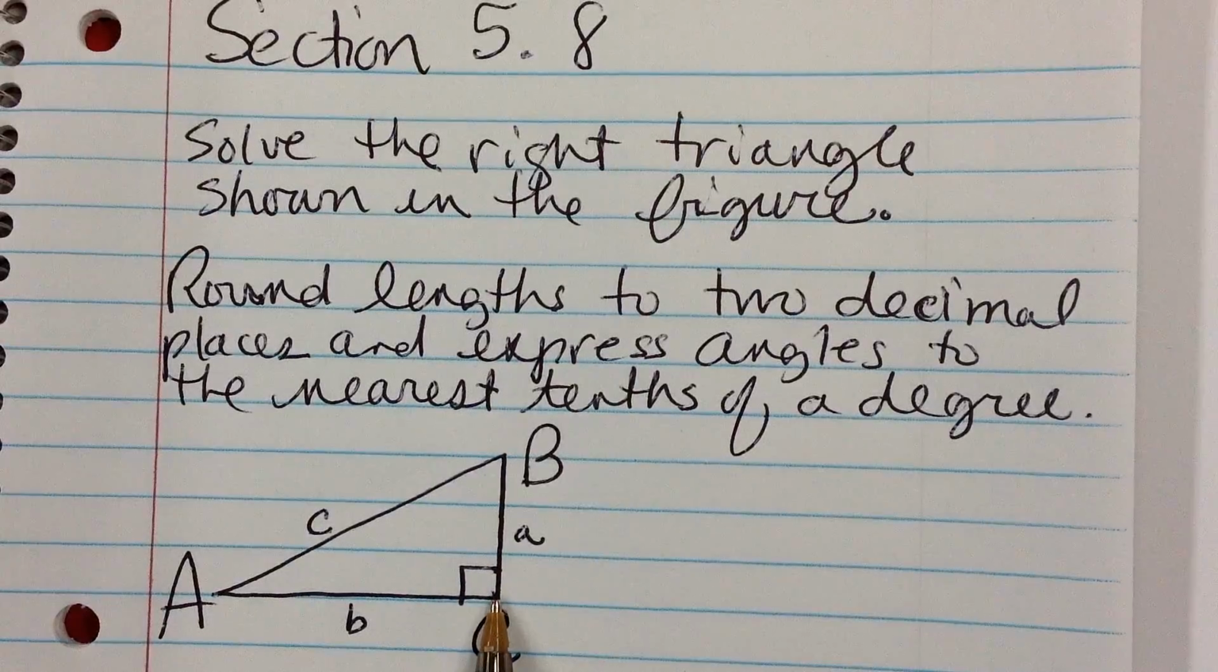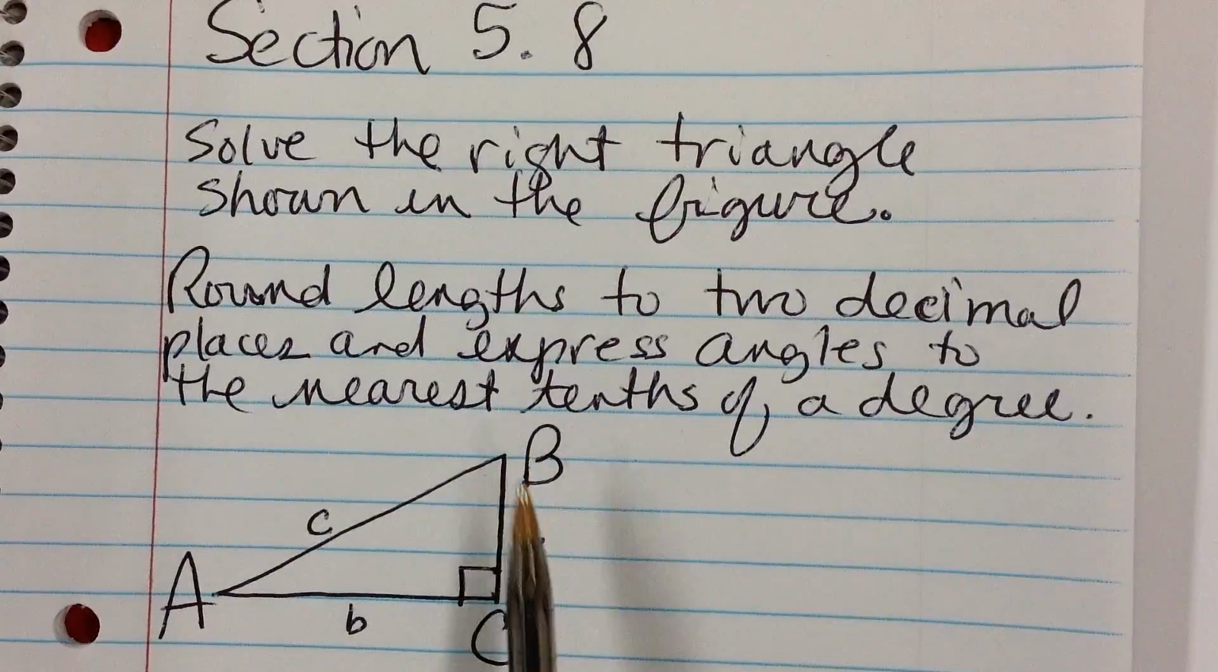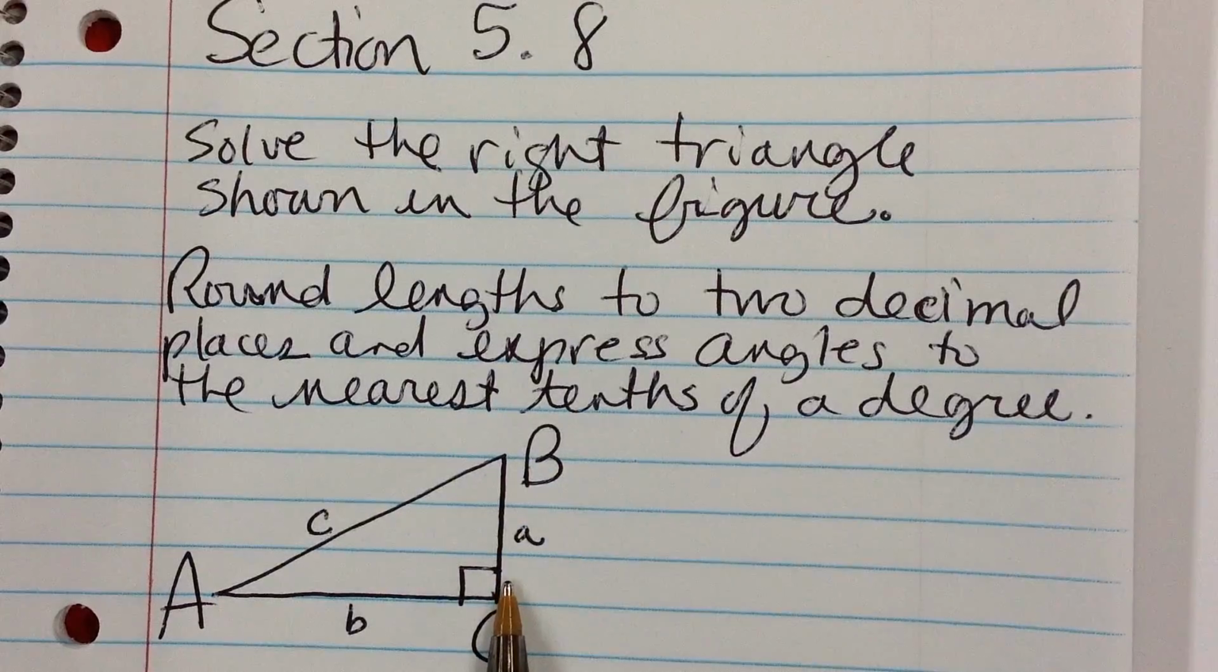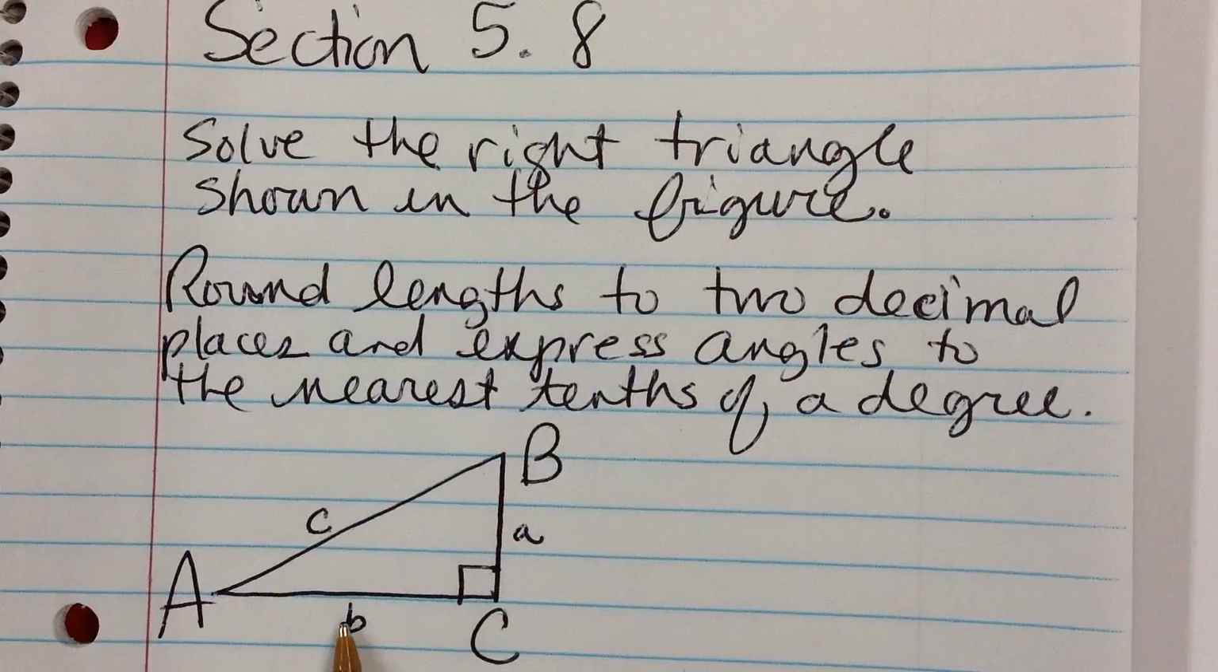At angle C is your right angle, capital C. Notice my angles are capital A, capital B, and capital C. The sides opposite the angles are labeled with lowercase letters. The side opposite angle A is lowercase a. The side opposite angle C is lowercase c, which is the hypotenuse. And the side opposite angle B is lowercase b.